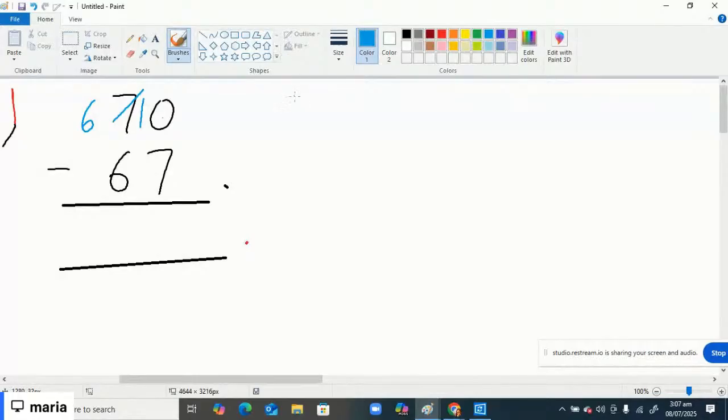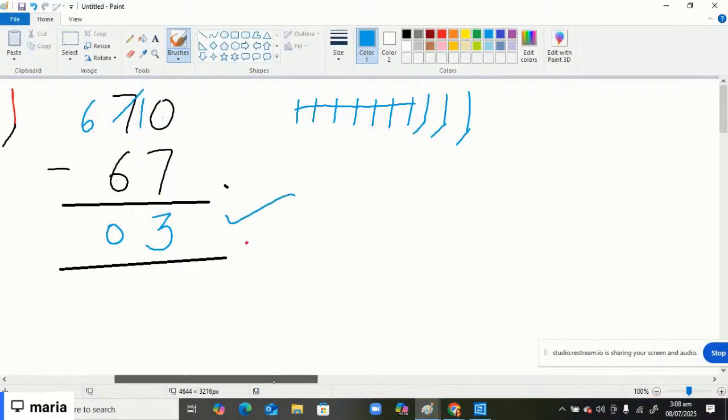Let's draw the 10 lines. So here we now take away 7 lines. 1, 2, 3, 4, 5, 6, and 7. So how many are left? 1, 2, and 3. So 3 is left here. Now 6 minus 6. There are two same numbers, so these are subtracted, then you get the answer 0. So now here the answer is 3.